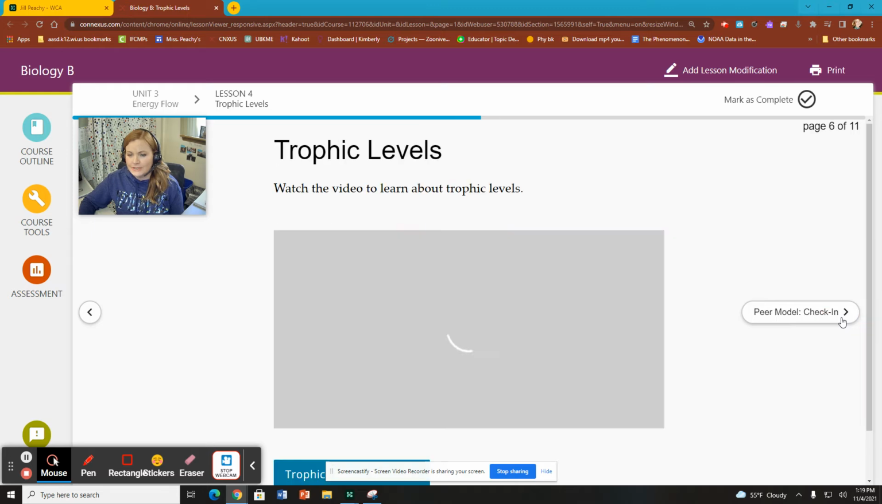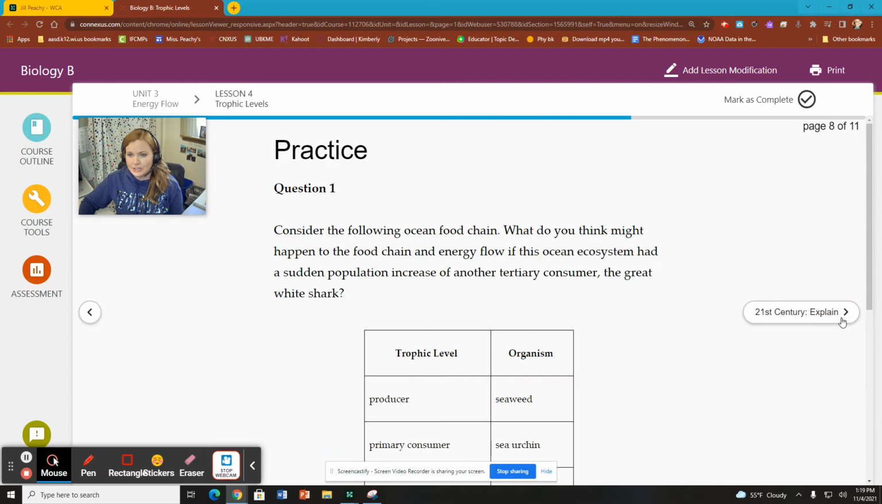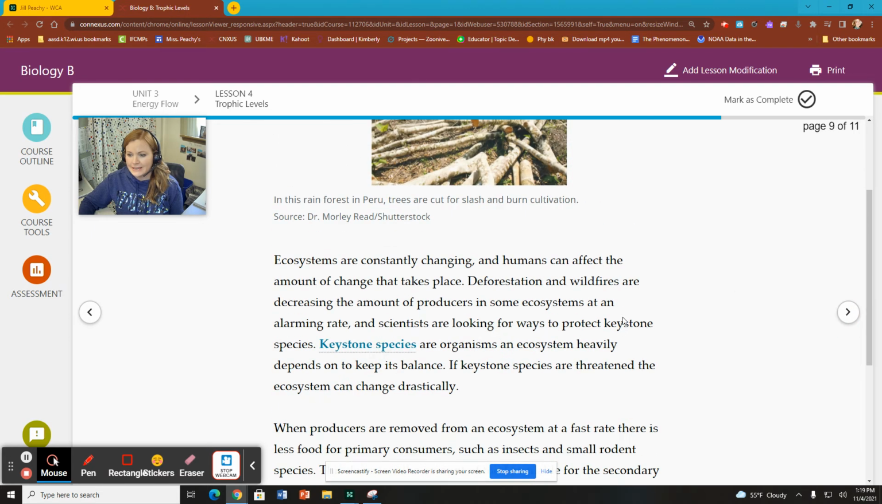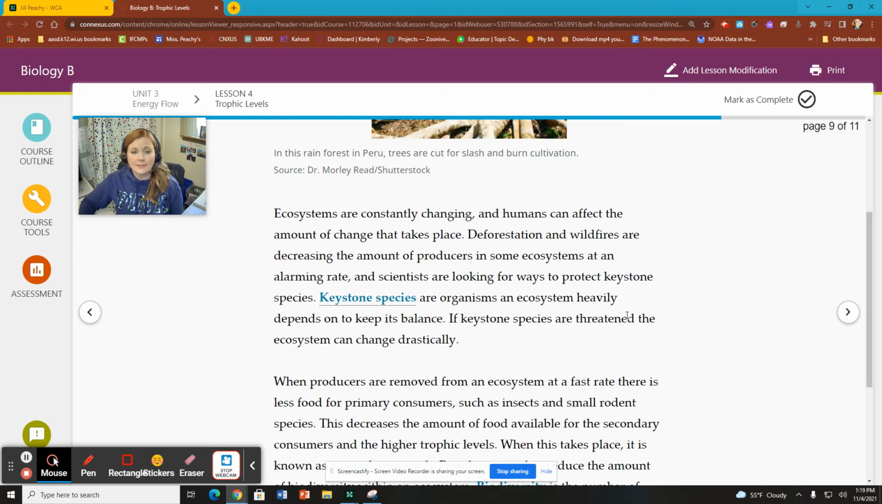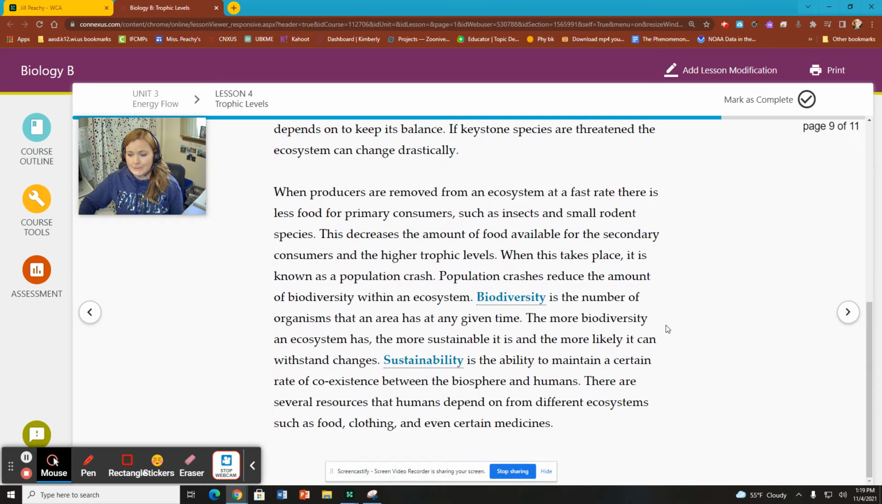And then we move on to some practice and some check-in questions, some more practice, and then we talk a little bit about a couple of other concepts here: keystone species, biodiversity, and sustainability.